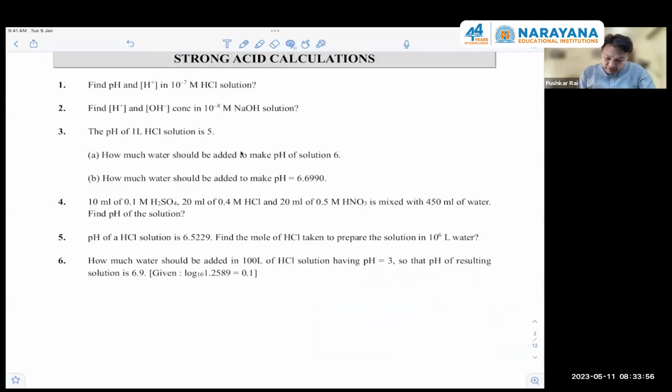Take question number 6. How much water should be added to 100 liter of HCl solution having pH equal to 3? Have you attempted this problem? Please respond. Anyone? No. Ved Prakash, okay, Ved Prakash is the only one who is responding. So please uncam. At least 1, 2, 3 students should be there who should respond.